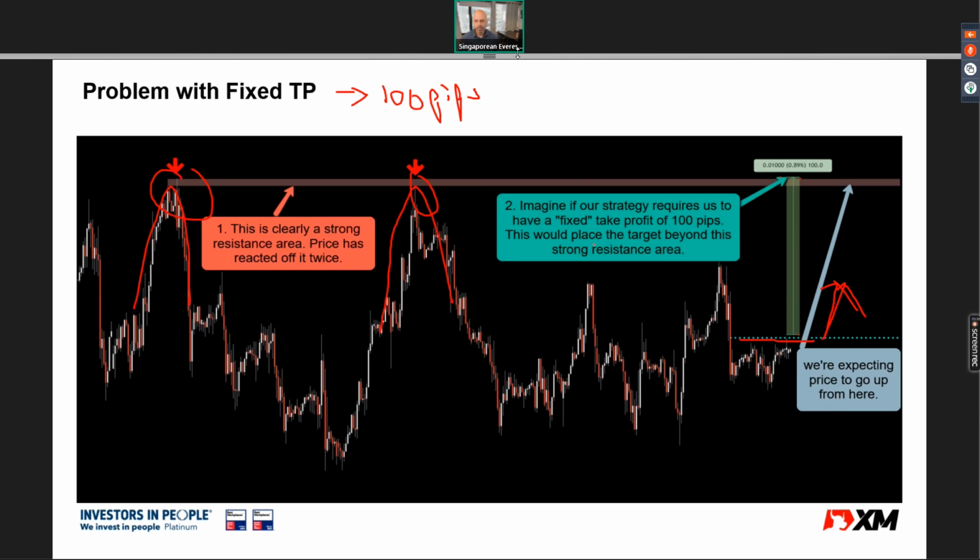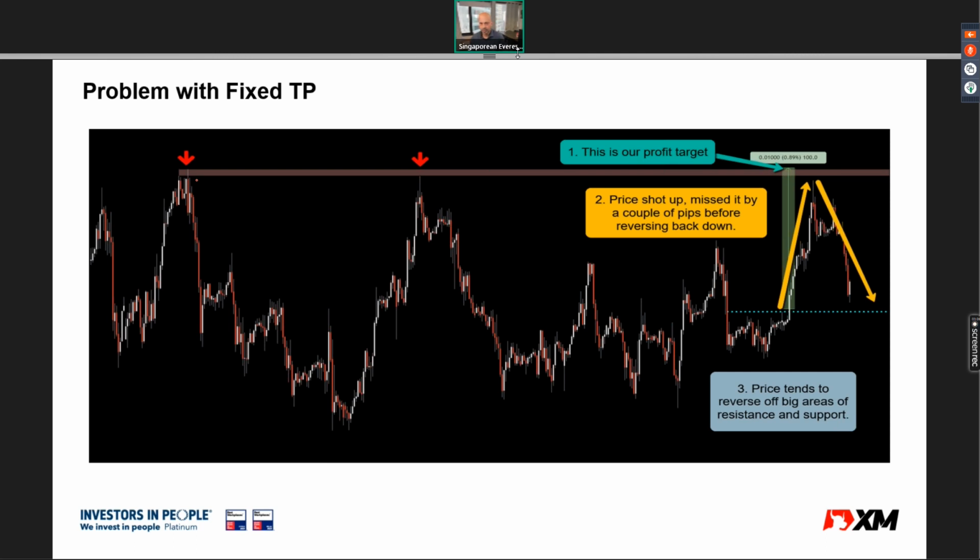So let's see what happens, or what typically can happen, in this type of scenario. Here, as we mentioned, this is the first swing high resistance and this is the second swing high resistance. We have identified a potential bullish breakout opportunity here, so we go long. But because our TP is a fixed TP of 100 pips for every trade, when we enter at this position with a fixed TP of 100, we see that the TP lies at exactly the resistance point. The TP lies exactly at the resistance point.